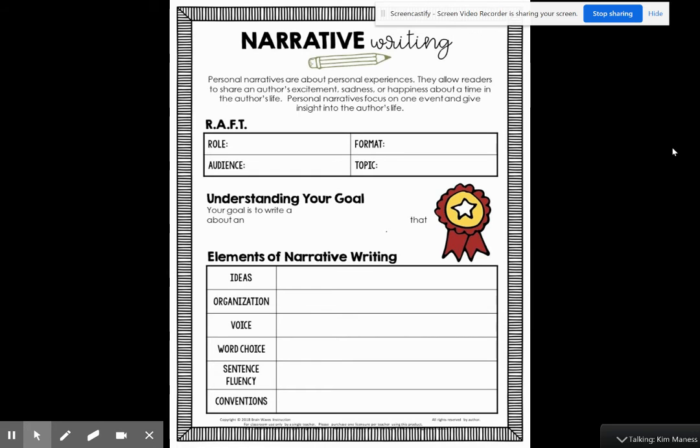So when we're writing something, we always want to consider RAFT. We want to consider the role. And in this case, you're playing yourself. You are going to be the person in this narrative. That's why it's a personal narrative. And then the format is going to be personal narrative. That is the type of essay we are writing. Your audience is your classmates and your teachers.